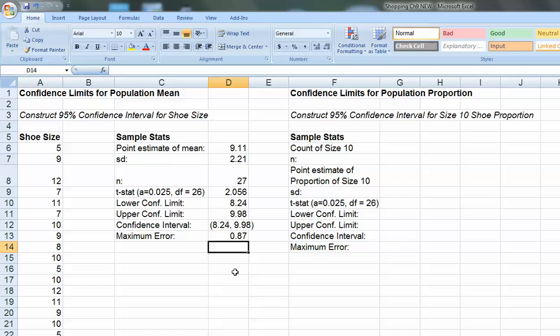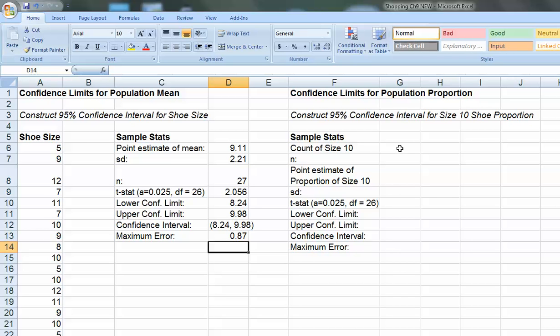Okay, let's move on. It's a very similar process for calculating the confidence interval about a population proportion. First of all, I want a confidence interval on the proportion that says shoes are size 10. As you look through this data, you can see there's a few 10s, but they're not all 10s. So we need to calculate our point estimate of the proportion of size 10, the probability that a 10 comes up in the sample.